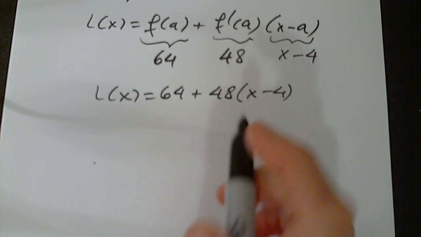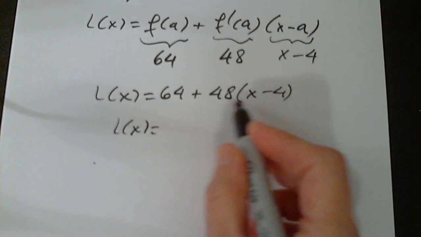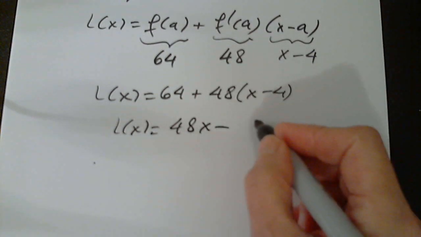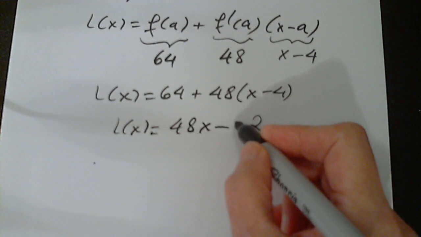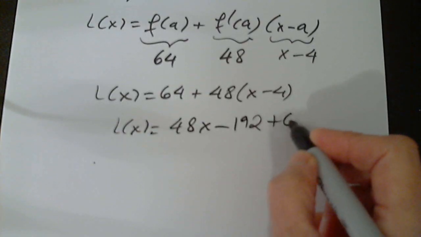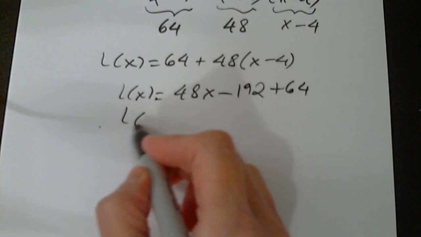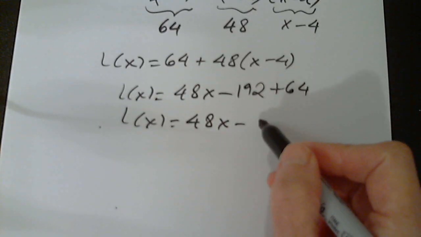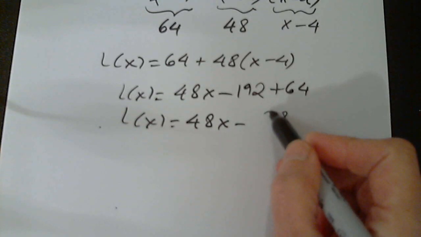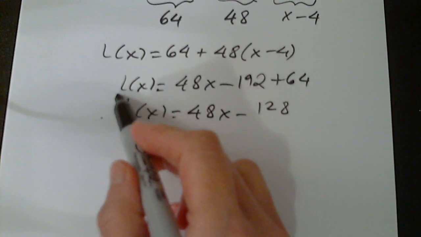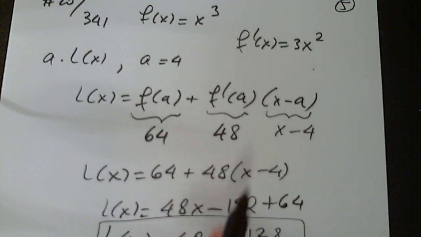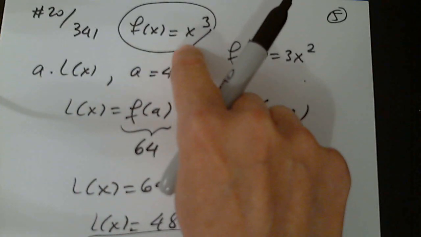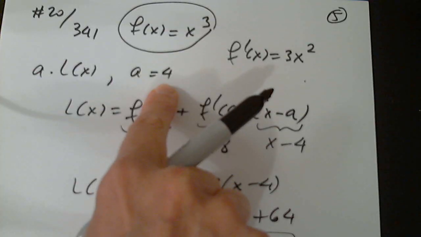I have to solve. So L of x equals 48 times x minus 4, plus 64, I think. So 48x minus 128. So this is the linearization of this function. In other words, this linear function approximates this one near 4.